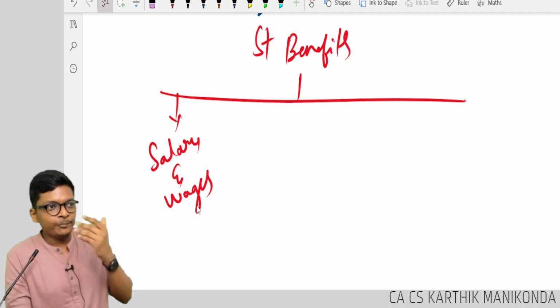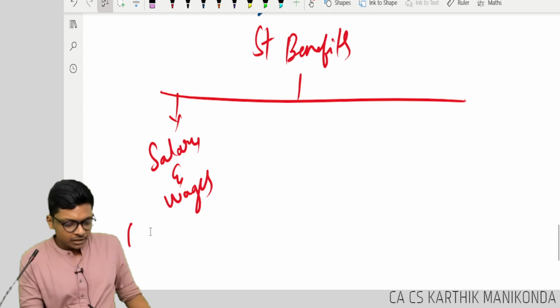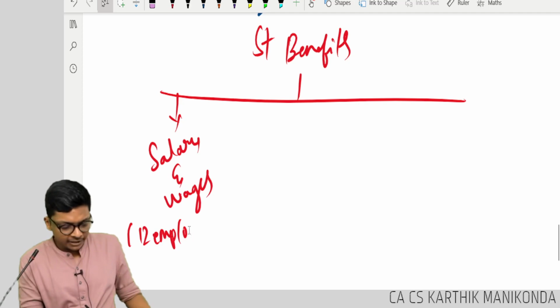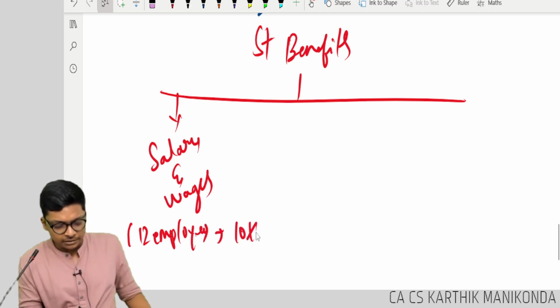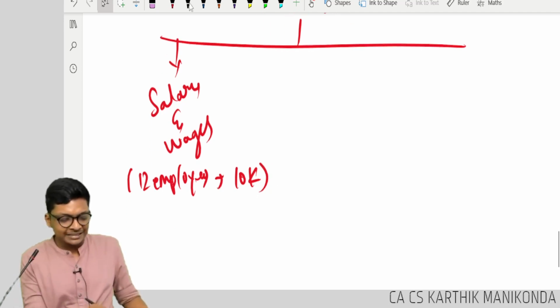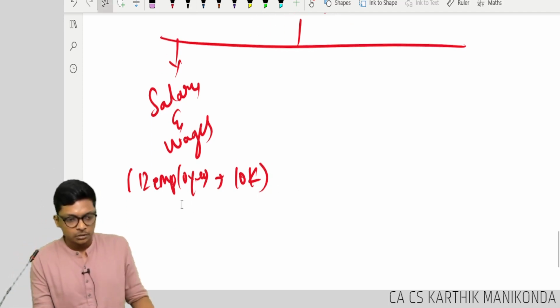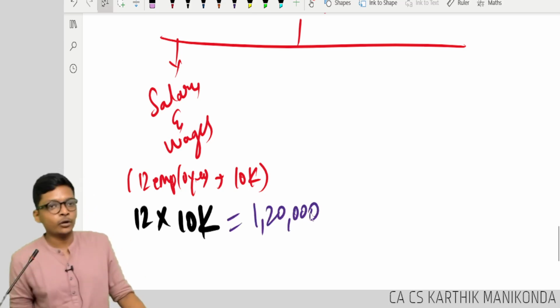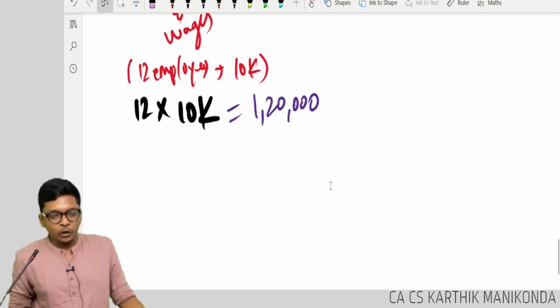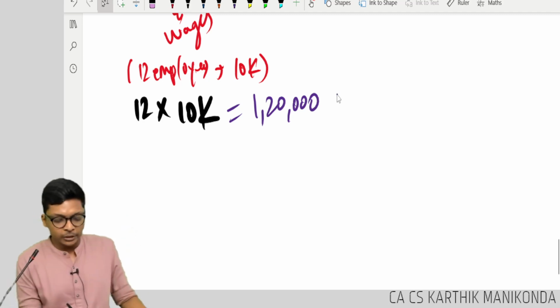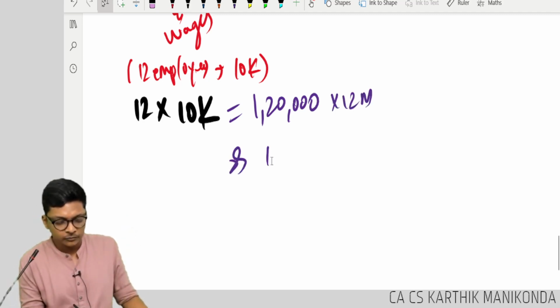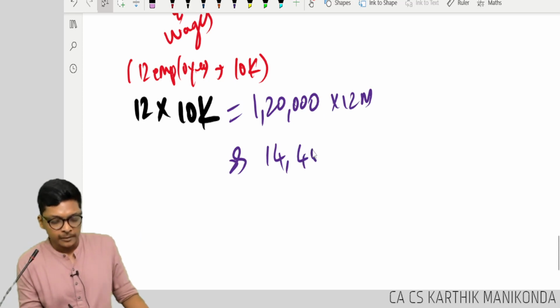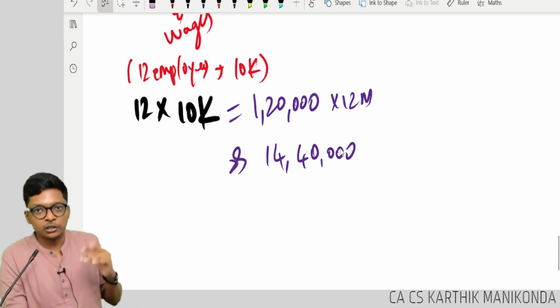This year for employees, let's say I have 12 employees. Each employee's salary is 10,000. So what is the salary per month? 12 employees into 10,000. How much? 1 lakh. Are you following, guys? This is for how many months? 1 month. So into 12 months, how much? 14 lakh. This is the amount of salary I have to pay for the whole year.